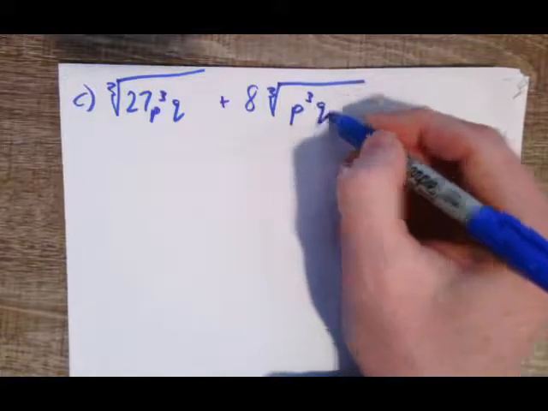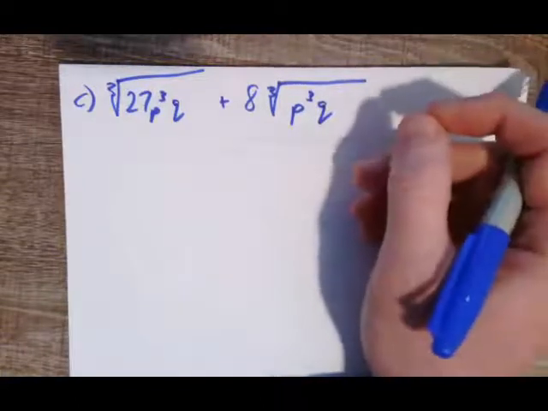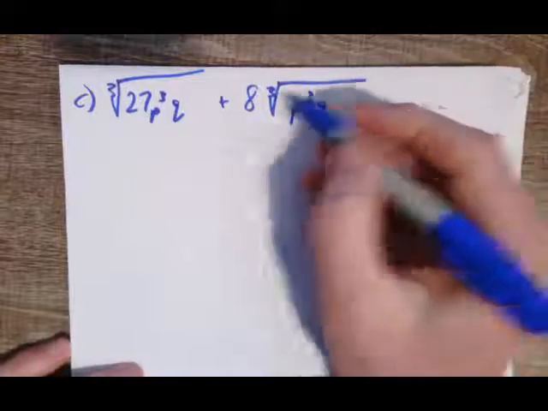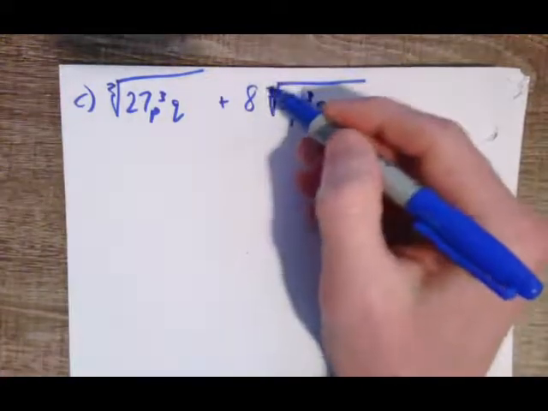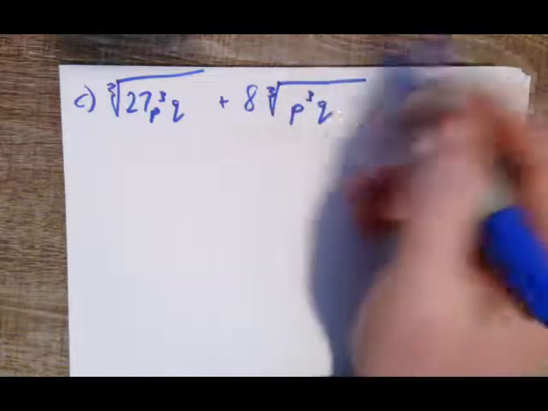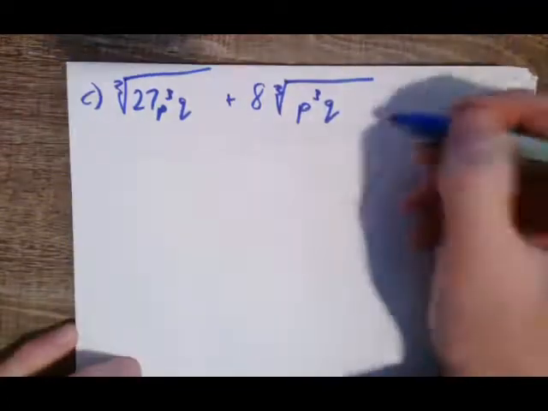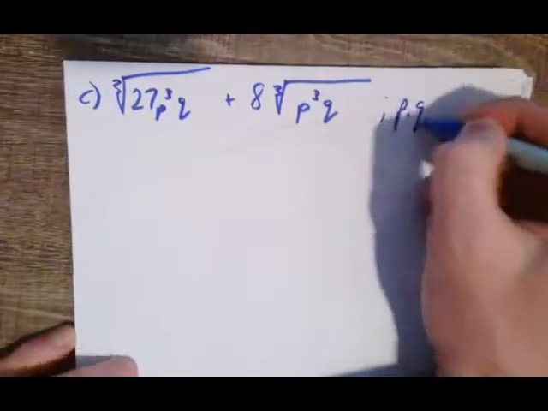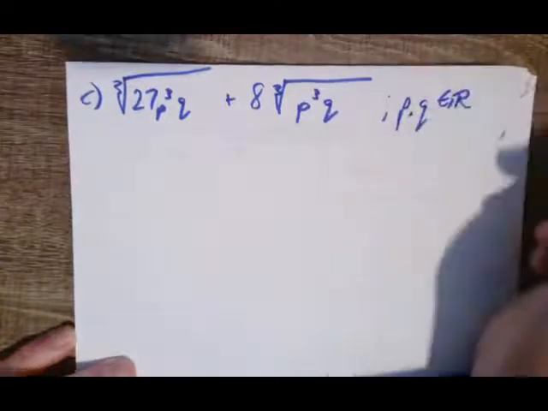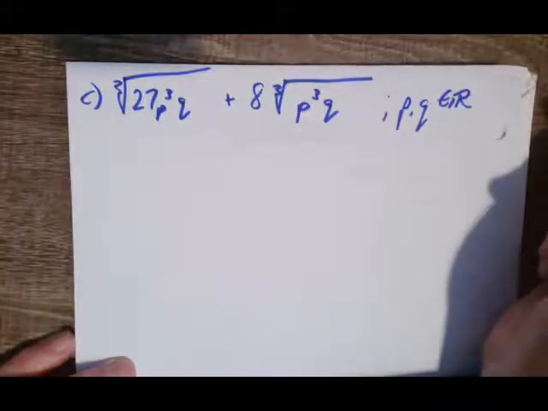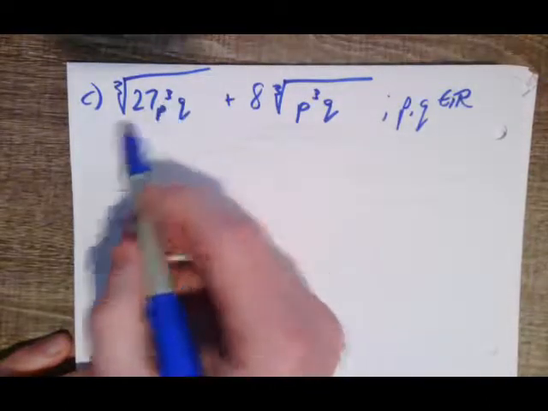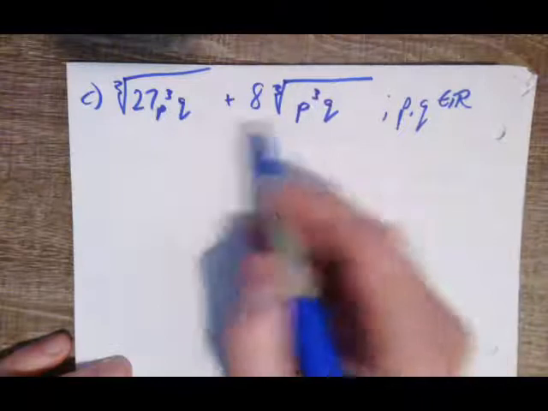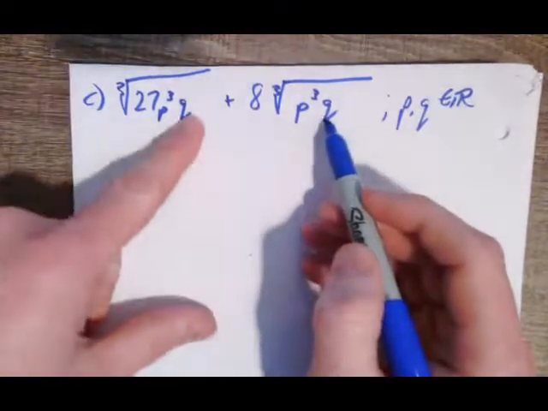P cubed, Q, P cubed 3. Okay, odd powers, odd indexes. That means that P and Q can equal anything. P and Q are elements of the reals. So now we just have to simplify. This P is going to come out, right, because it's cubed. The Q's are going to stay behind.